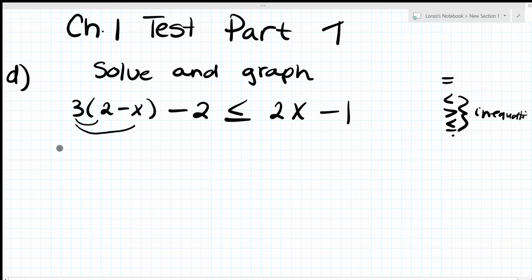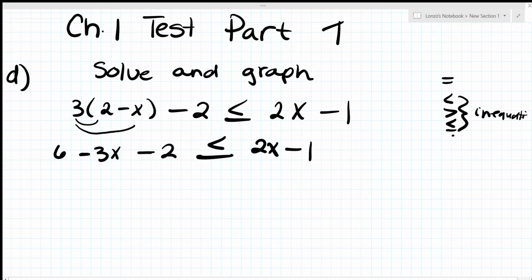So this is going to be 6. 3 times 2 is 6, and then 3 times negative x is negative 3x. We didn't do anything to this negative 2, right? So just bring it down. The sign hasn't changed. 2x minus 1. What I mean by the sign not changing is, when are you multiplying or dividing by a negative? That's when you change the sign. No, we're not.